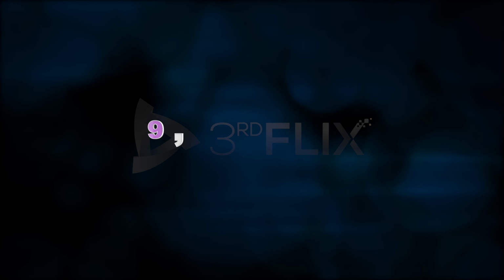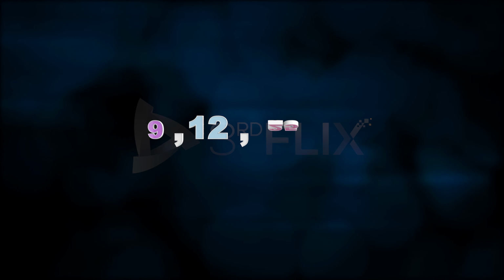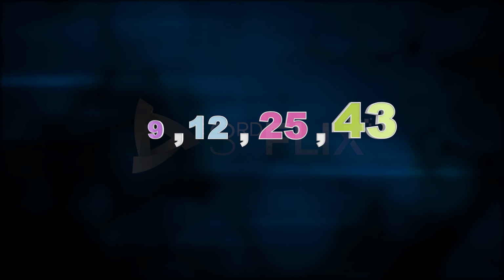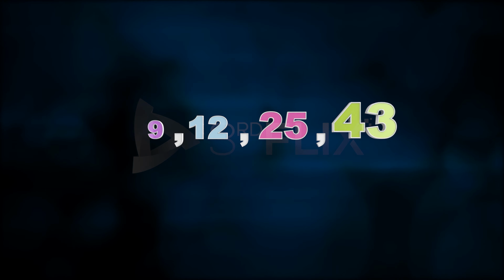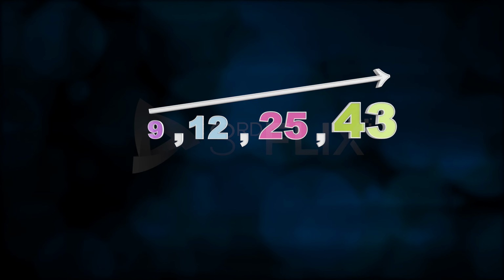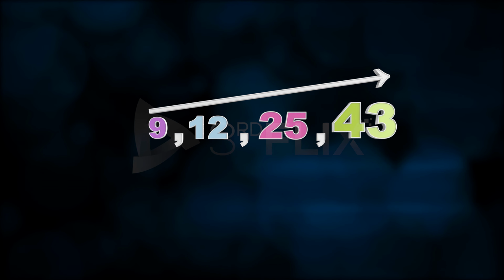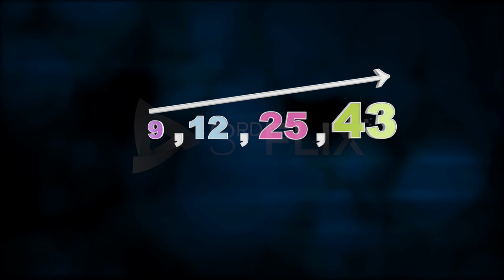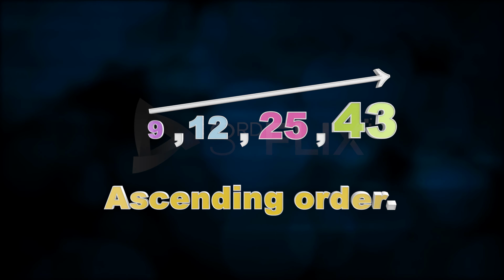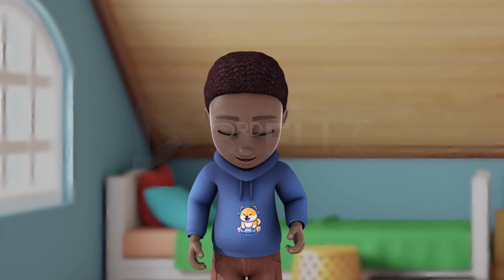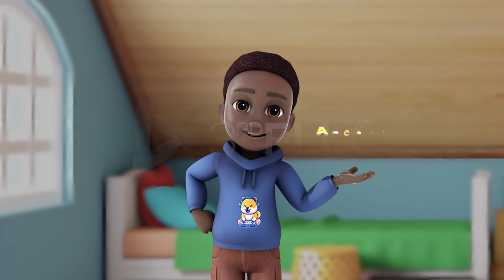9, 12, 25 and 43 are arranged from smallest to biggest. Arranging numbers from smallest to biggest is called ascending order. Let's see one more example on ascending order.